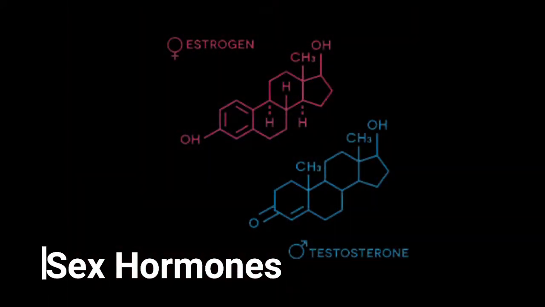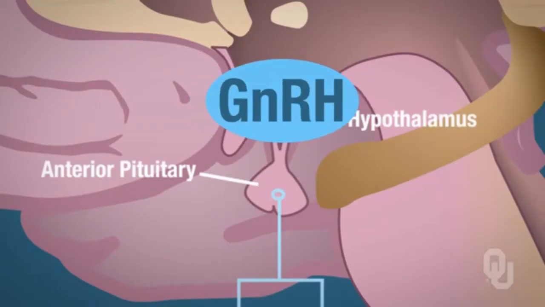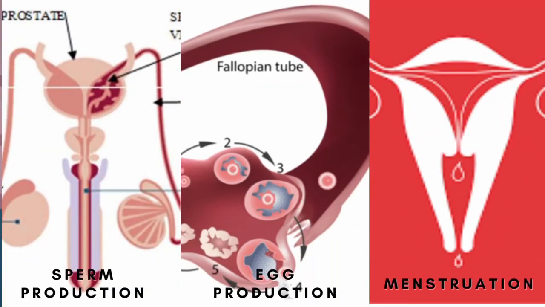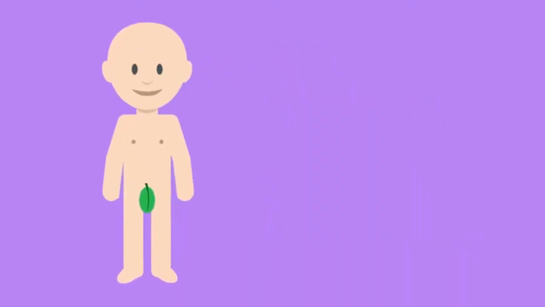This process is strongly influenced by sex hormones, which are estrogen for female and testosterone for male. This is triggered by the pituitary gland, which in response creates the menstrual cycle, egg and sperm cell production. These gametes are created in a process called meiosis.